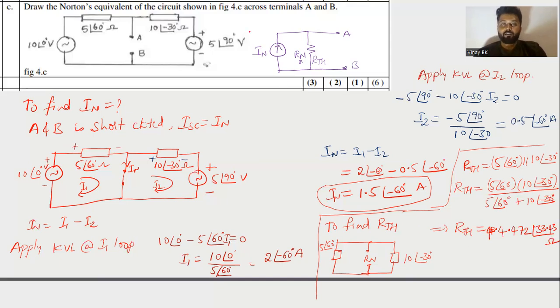Then you need to draw this equivalent circuit. IN and RN values should be substituted. IN is nothing but 1.5 at an angle of minus 60 degree amperes, and Rn, or Zn, whatever you can consider, is 4.472 at an angle of 33.43 degree ohms. This is the solution.